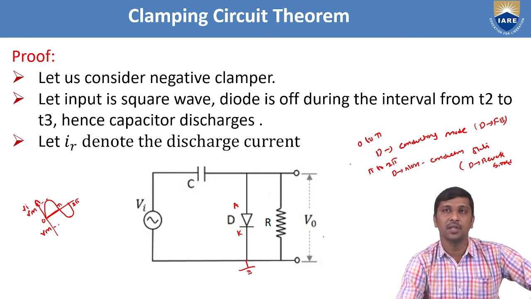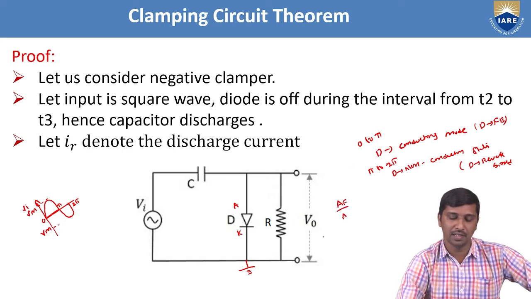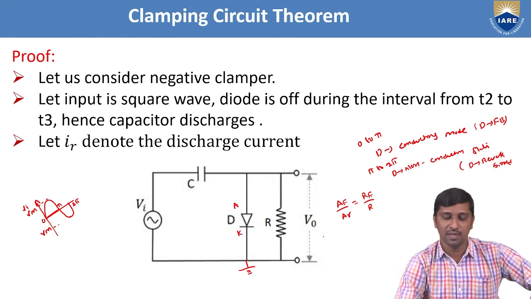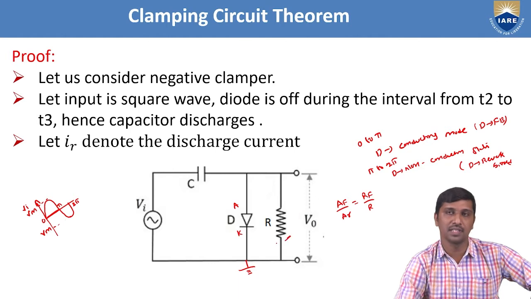So, based on these diode conducting and non-conducting states, we are now going to show that the ratio of the area under the forward direction to the area under the reverse direction is equal to the ratio of RF to R. Here, RF is the diode forward resistance, and R is the resistance used internally. Now, we'll see what happens here.